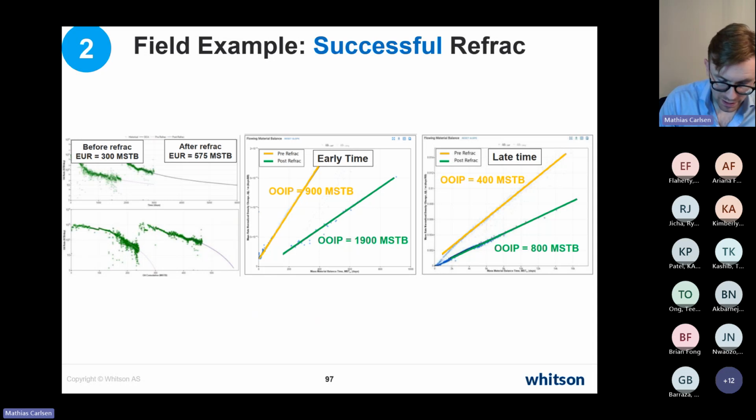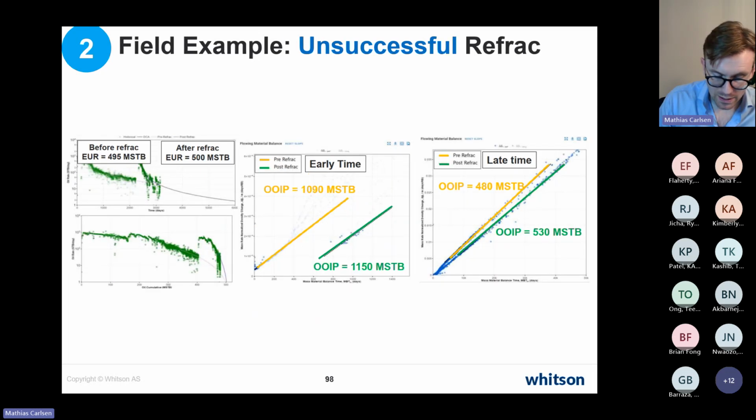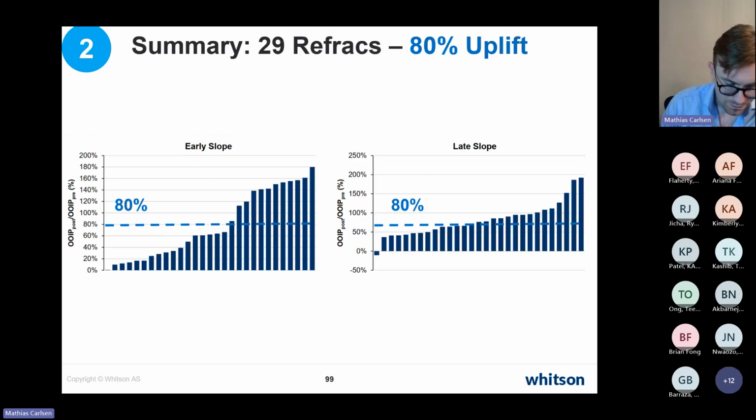Early time was almost a doubling of the contacted pore volume, and also late time. You could do a similar exercise with a not successful refrac, like this, and you would see that there is almost no delta in the difference between early and late time. The reason for that is just that it wasn't so successful in this case. And they did this type of analysis on every single well, I think it was 29 in total. And they compared the early time slopes, pre and post, and the late time slopes, pre and post.